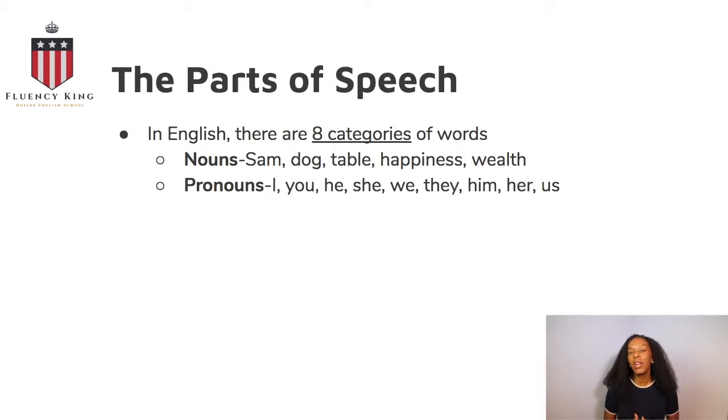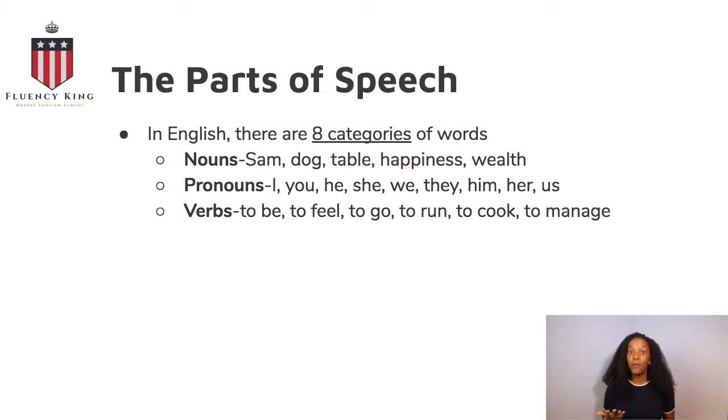You also have pronouns that we use to replace nouns. So instead of saying Kendra, I can say I. I am happy to see you. You, he, she, it. We have verbs that state actions or states of being, things like to be, to feel, to go.